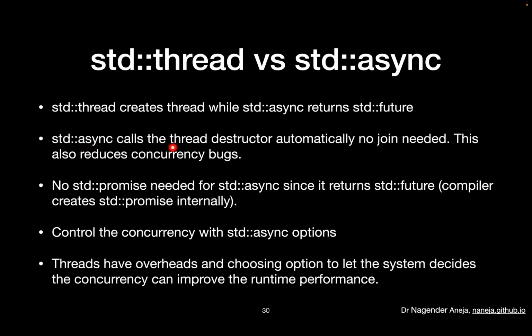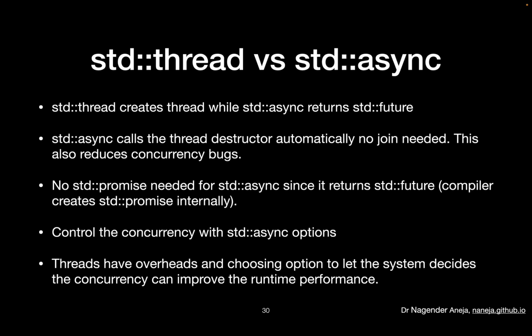Standard async calls the thread destructor automatically. And further, we don't have to join either, because the thread was not created by us. So in standard thread, we create the thread. In standard async, we get the future. And we don't create the thread, so no join is needed, because we don't directly have the threads. So this also reduces the concurrency bug where you forgot to join.